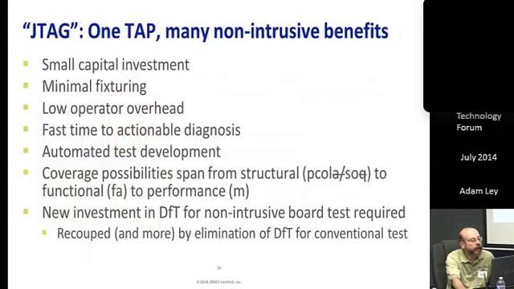Going to a lower cost tester that's not based on physical access provides you with a smaller capital investment and minimal fixturing. The higher coverage and the lower level diagnostic facility gives you a fast time to actionable diagnosis. Of course, the test development is highly automated. We've reviewed most of that, so in the interest of time, I'll move ahead.